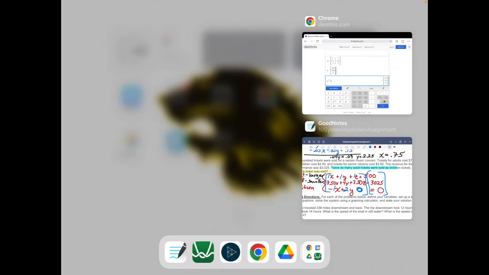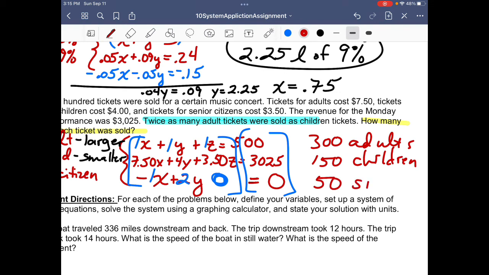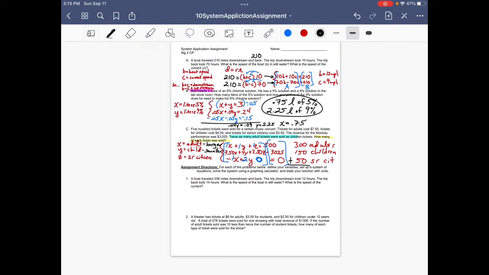Now, I say I hope because you can always check them. You can always check them to see if they make sense. Does it make sense to have 300 adult tickets? Well, it does if you have 150 children tickets, because remember that one's going to be twice as much, and 50 senior citizen. And if you do some checking about the dollar amount here, they will add up to 3,025, and even more simply, if you just add them up, they add up to 500. I think we have a winner.